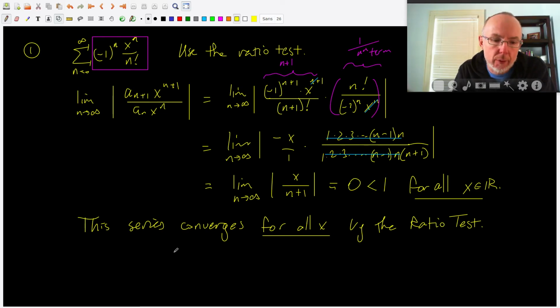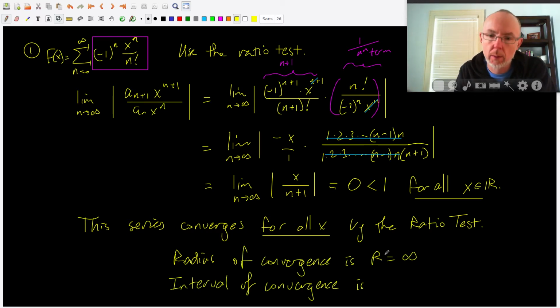So the radius of convergence is infinity. I can go infinitely far to the left and to the right of the origin, which is our center, and the function will still converge. This power series, if you think about it as capital F of x, that function f will still converge. And so if the radius of convergence is infinity, then the interval of convergence is all the real numbers. So from minus infinity to infinity.